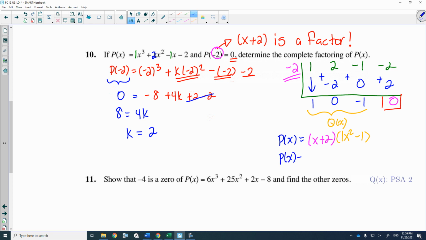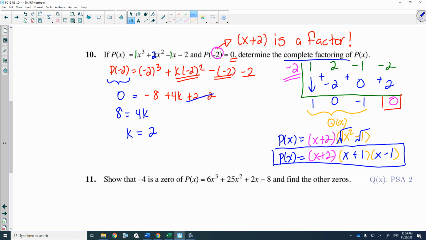P of x is equal to, the first factor is x plus 2. The second two factors, using difference of squares, will be x plus 1 and x minus 1. So the question says, the complete factoring of p of x, this is what I would box in. They want the factored form. The question could also include what are the roots, or what are the x-intercepts, or what are the zeros of the polynomial function. The x-intercepts or the roots would be -2, -1, and 1.